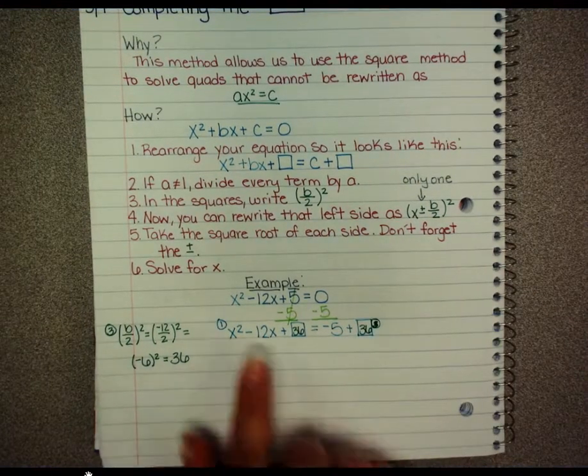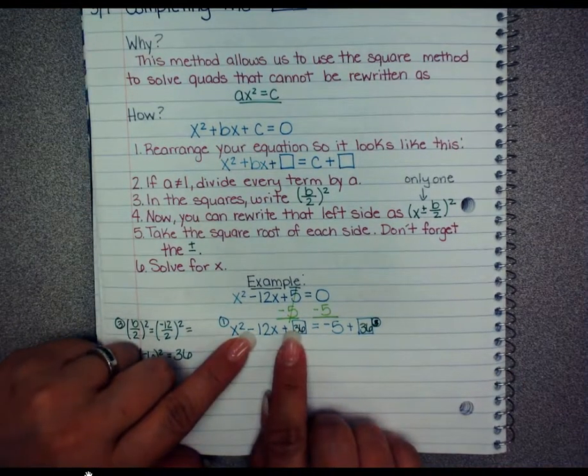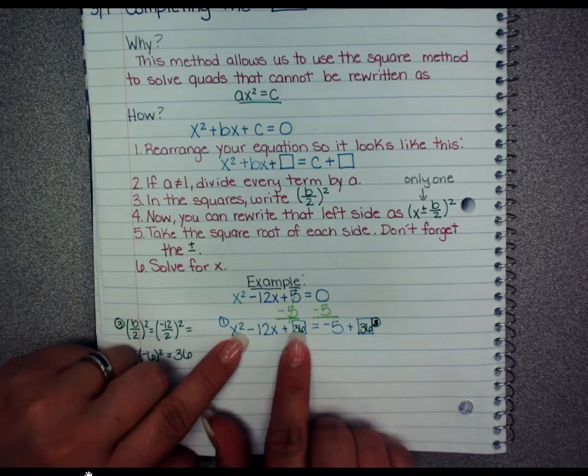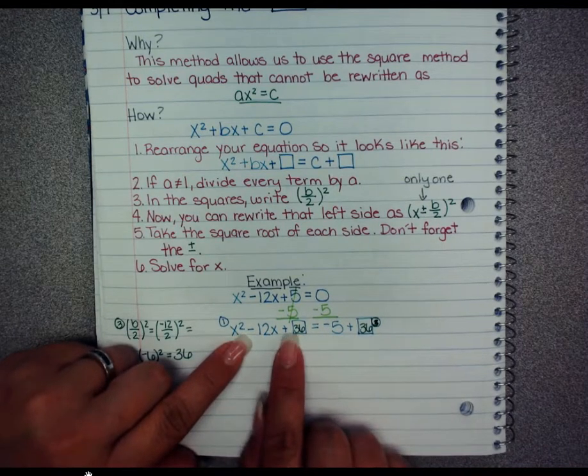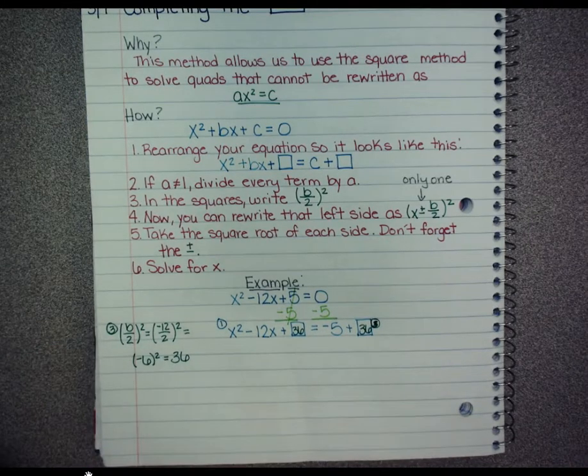Okay, so here's the deal. We've got to figure out our sign. This is negative and this is positive. The only way that I could get a negative b and a positive c, remember the rule: if c is positive but b is negative, both have to be negative. So with that being said, step number 4.